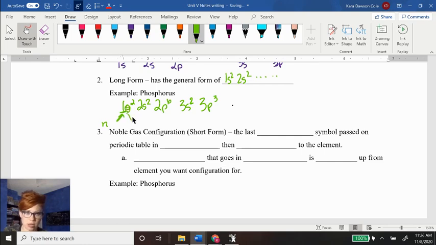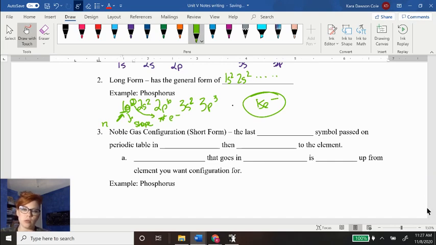The s corresponds to the shape of the orbital. So s is a sphere, p is a dumbbell. The exponent up here represents the number of electrons. So if I wanted to find out what element this is, I would just need to add up the electrons, as long as it's a neutral atom. So 2 plus 2 is 4, plus 6 is 10, plus 2 plus 3 is 5. So that's 15 total electrons. Then I would know that if this is a neutral atom, it's going to be phosphorus.